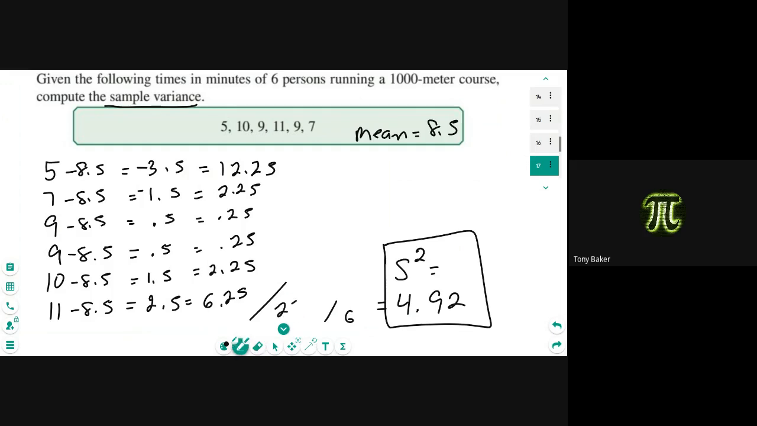So 23.5 divided by 6 is 3.92. Okay. So that's my variance of the sample. If I wanted to find my standard deviation, so just the S, I just take the square root of 3.92. And that gives me 1.98. So this is variance. And this is standard deviation.